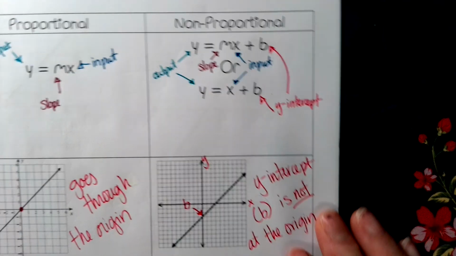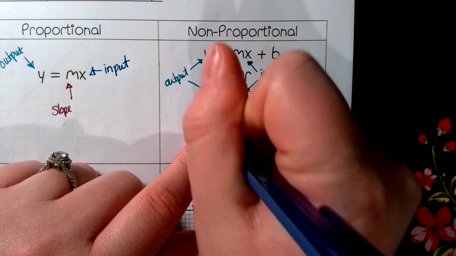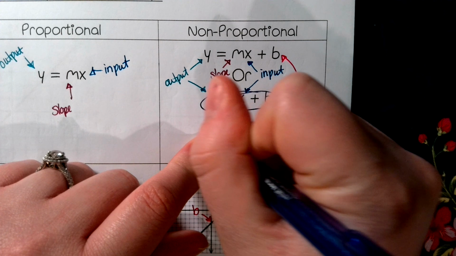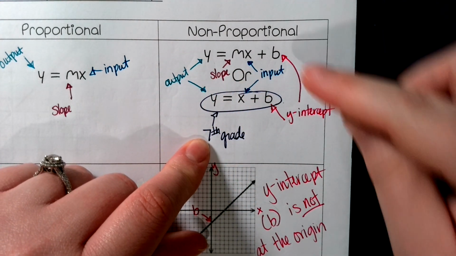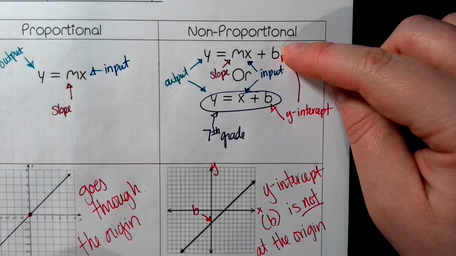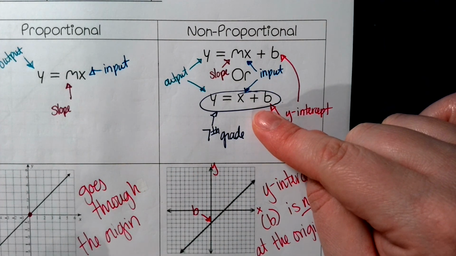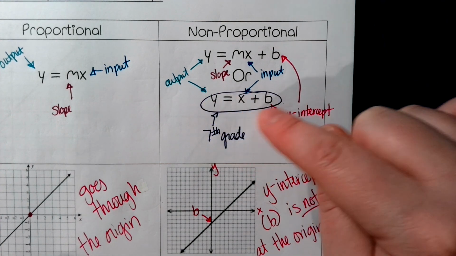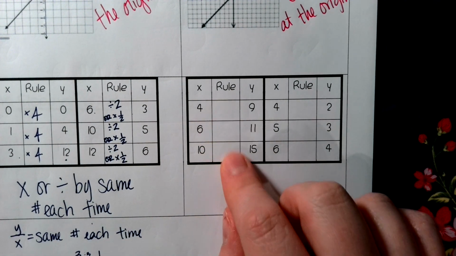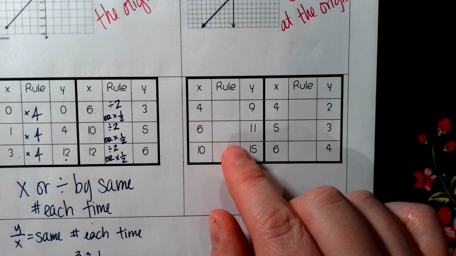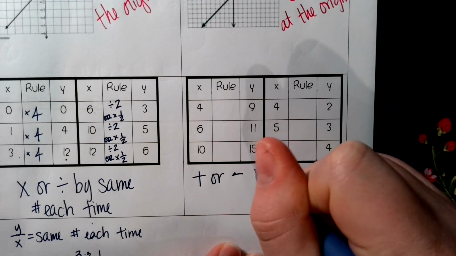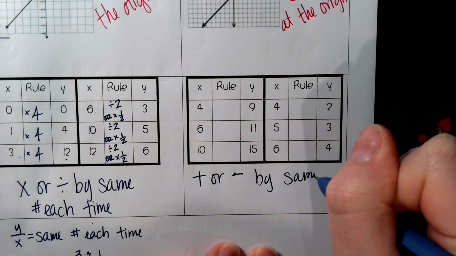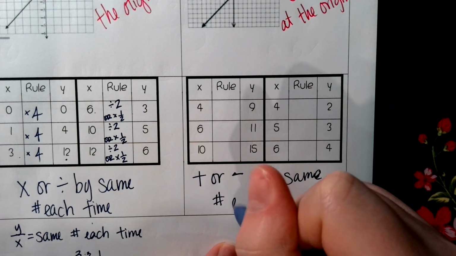Like we talked about in the school year, this is the non-proportional equation for 7th grade. When you get into 8th grade and upper levels of math, you'll see this equation up top. So when I'm talking about the table, I'm only referencing this equation, y equals x plus b. So if I come down here, we're going to be adding or subtracting by the same number each time.